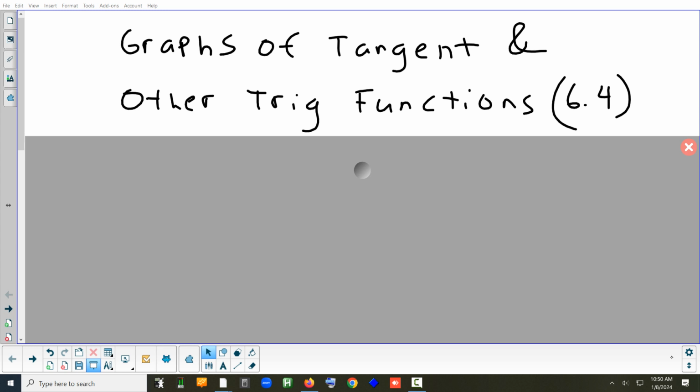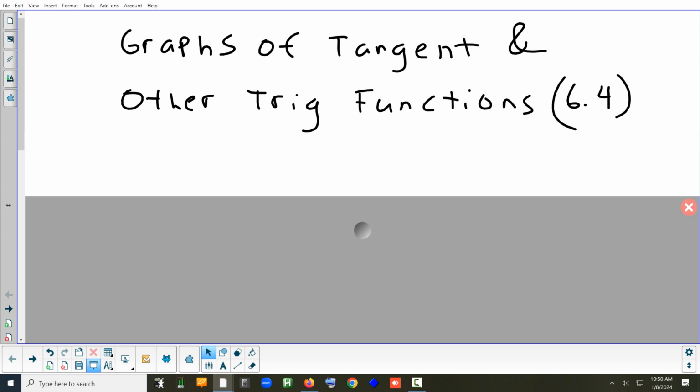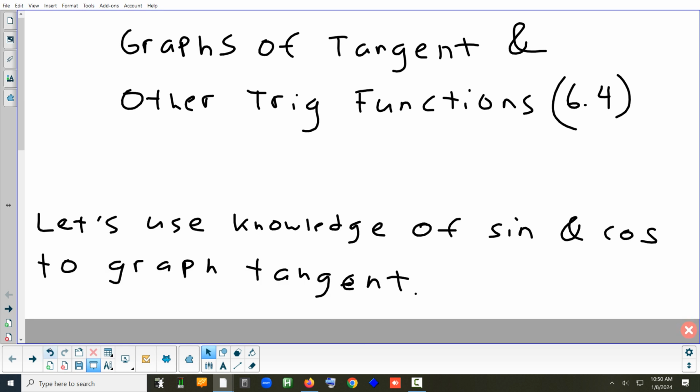So today we're going to look at 6.4, which is on graphing the other trig functions: tangent, cotangent, secant, and cosecant. So let's think a little bit about what we do know about sine and cosine, and that will help us to think about tangent.